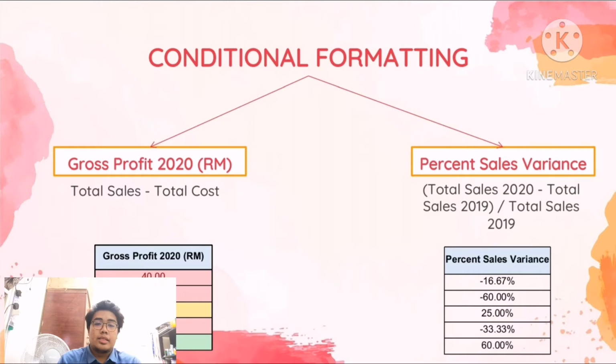Next is percent sales variance. The formula that we use is total sales 2020 minus total sales 2019, divided by total sales 2019. Below are the results by calculating percent of sales variance.